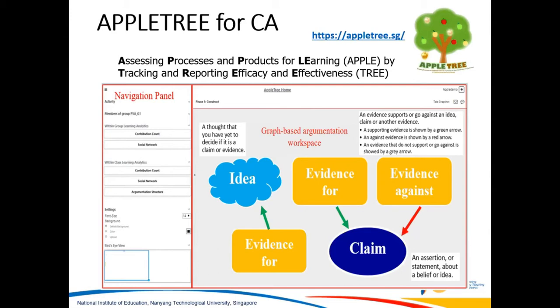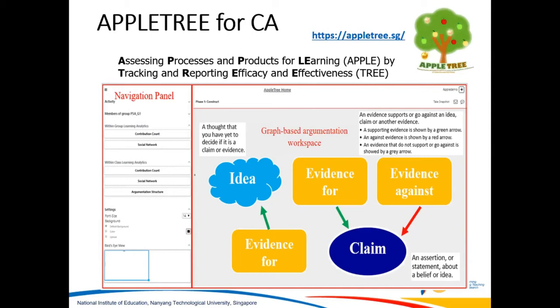Normally, an oval shape is a claim, and a rectangle shape is evidence. The green arrow means this is evidence to support this claim, and the red arrow stands for evidence against this claim.